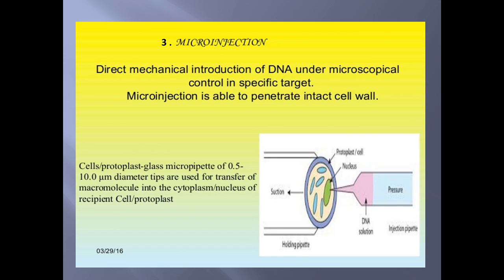The next method we need to study in the physical methods of gene transfer is microinjection. The name itself indicates what it is. In this case, a micropipette made of very fine glass is used to inject the gene at the microscopic level, and this technique is called microinjection. Microinjection usually involves the direct mechanical introduction of the DNA into the nucleus or the cytoplasm.